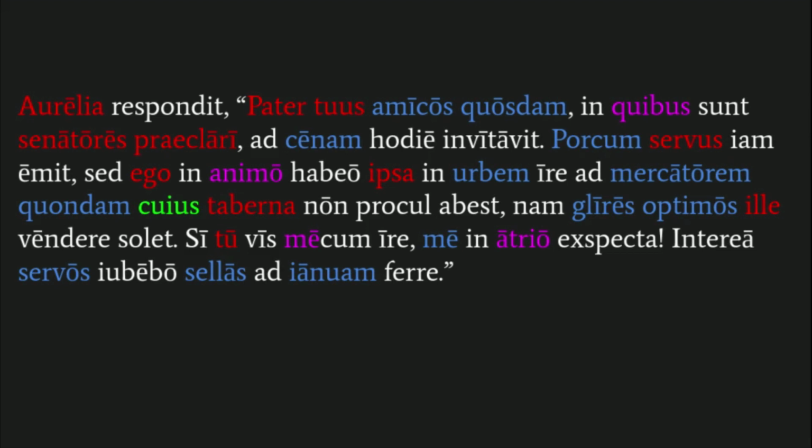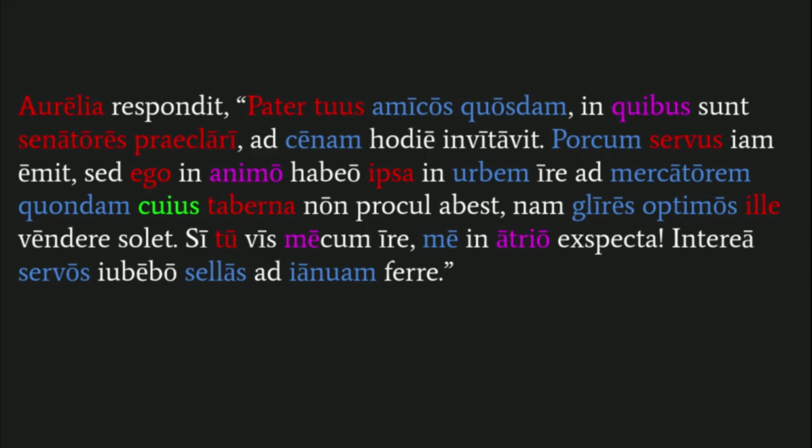Interea, meanwhile, right? Iubebo, I will order. Again, the bo gives it away as being future tense. So she says, I will order the slaves. And remember, whenever you're dealing with ordering, you order someone to do something. So it says, I will order the slaves to do what? Ferre, to bring or to carry. To bring what? The sellas, the chairs. These are basically, I think the book describes them as sedan chairs. They're basically something you'd be carried in.